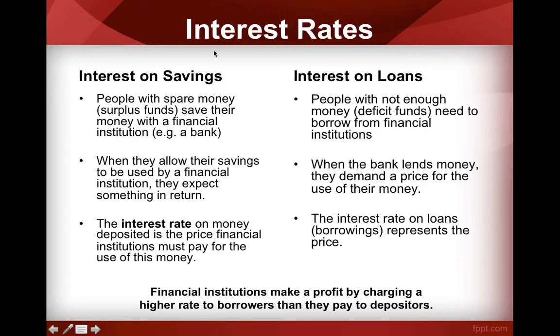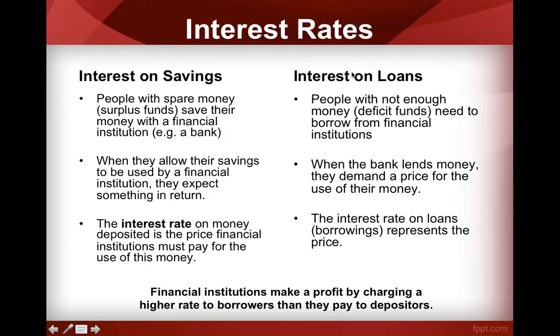In this section on interest on savings, people with spare money, so surplus funds, save their money in a financial institution like a bank. So they put their money away and save it. When they allow their savings to be used by a bank, they need to be getting something in return. The interest rate on the money deposited is the price that these banks must pay to use that money and for you to put that money in their bank.